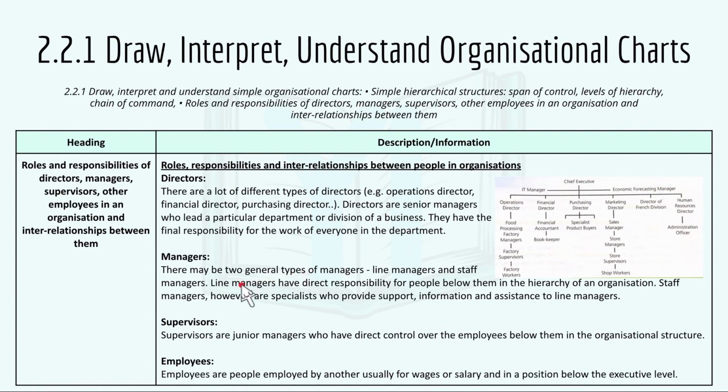And for managers, there are two general types of managers, line managers and staff managers. Line managers have direct responsibility for the people below them in the hierarchy of an organization, and staff managers, however, are specialists who provide support, information, and assistance to the line managers. And supervisors are junior managers who have direct control over the employees below them in the organizational structure. And employees are people employed by another, usually for wages or salary, and in a position below the executive level.